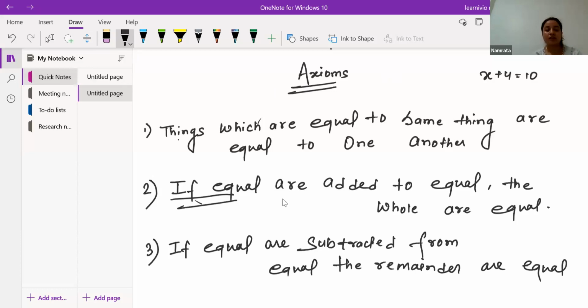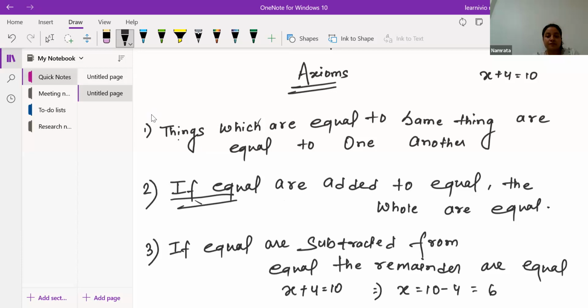Here your question is x plus 4 is equal to 10, right? Here, how will we find the x value? What will be the x value, Yatika? X is equal to 10 minus 4, which will be 6. But in terms of mathematics, whatever you have done, that is perfect.